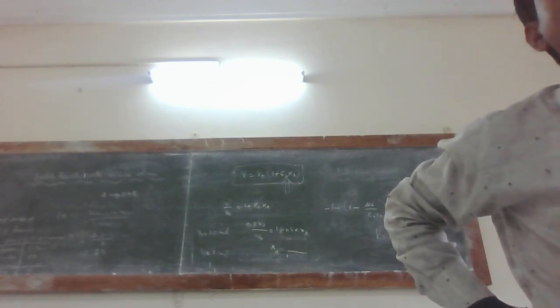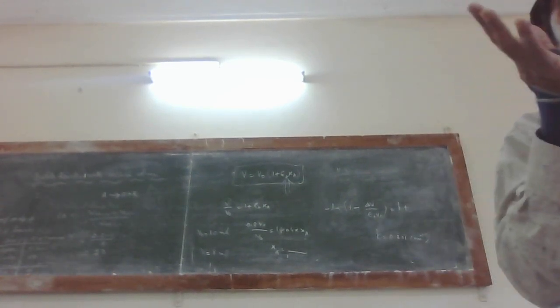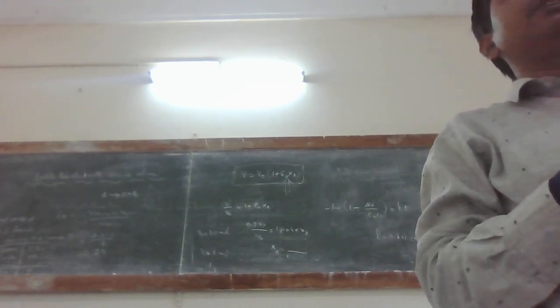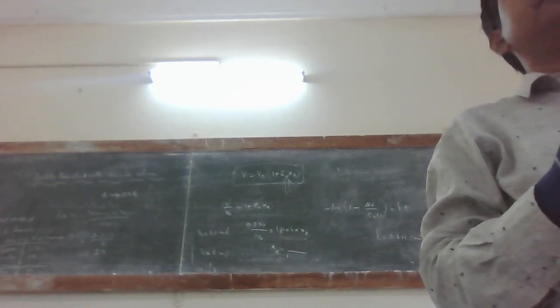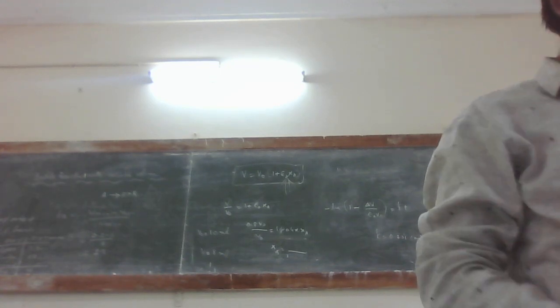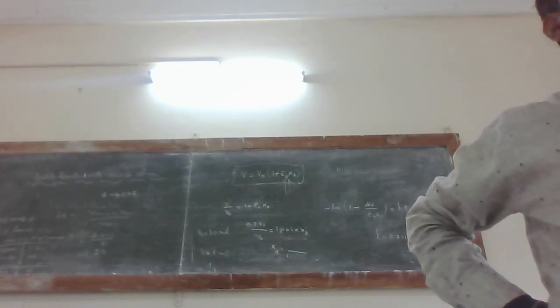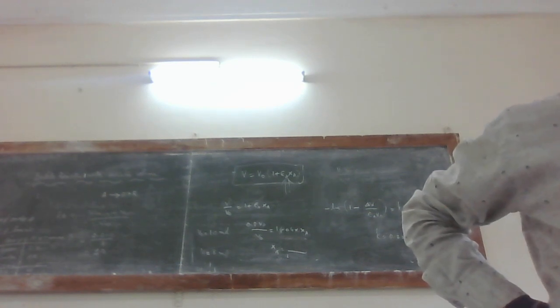So actually the problem consists of two things. It's a clubbed one. From the first data you have to use for the second data. Clear? So what is the time now? 31.7 minutes.